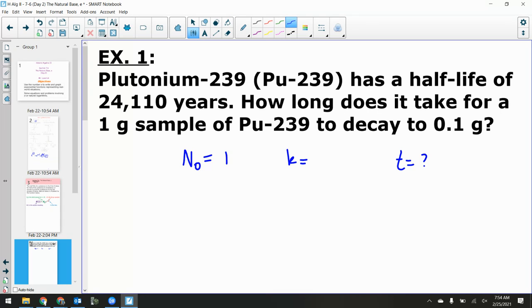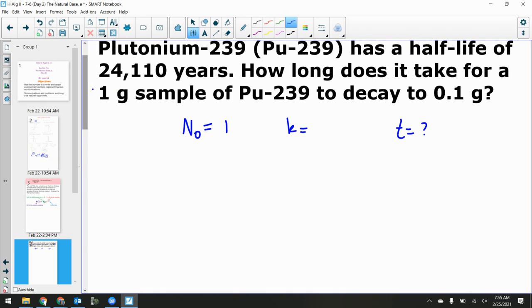Think about it. In 24,110 years, this 1 gram is going to go to half a gram. And then in another half-life, 24,110 years, that half gram is going to go down to 0.25, and then to 0.125. Somewhere in between there, it's going to reach 0.1, but we don't know exactly because it's going to be a decimal value. So let's figure out when. The key here is we need to find what this decay constant actually is. Well, we could do that by using our formula.